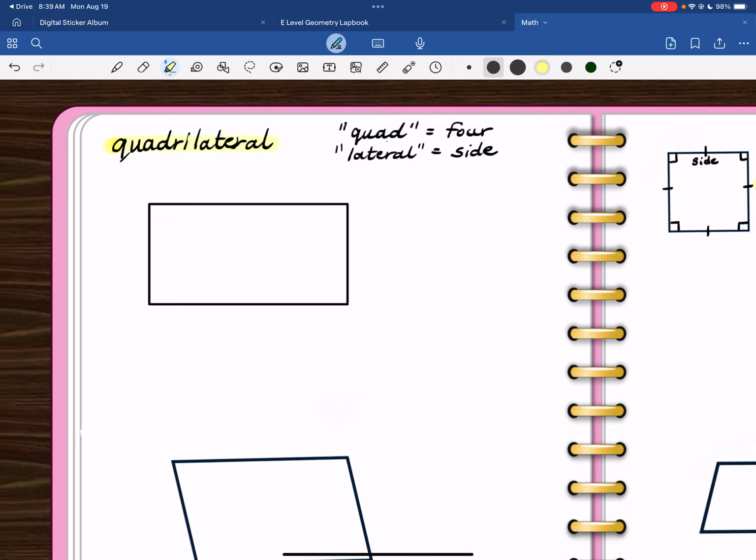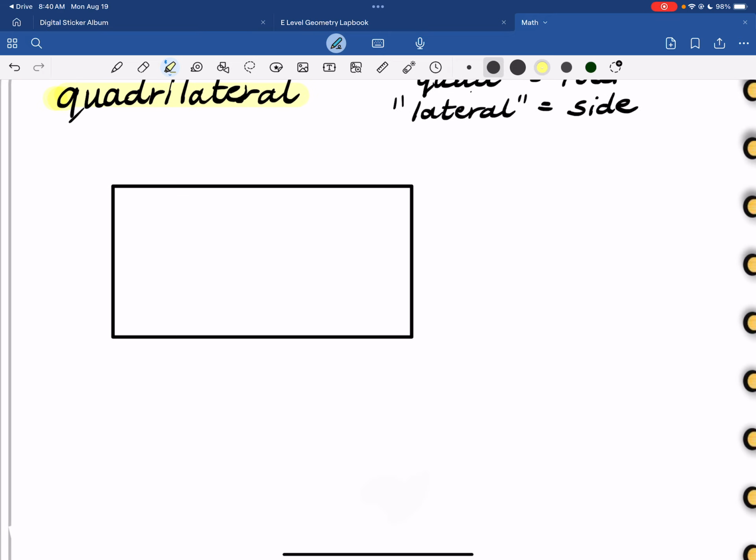Okay, let's look at the rectangle. A rectangle has four sides, so it's a quadrilateral. It has the four right angles, meaning it is not leaning. It is straight up, perpendicular. You have this side being parallel to this side. Parallel is a vocabulary word. Those lines are an equal distance apart. They will never touch. And then you have this side being parallel to this side.